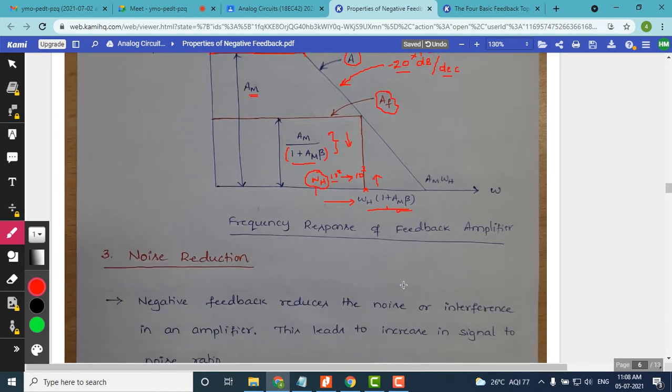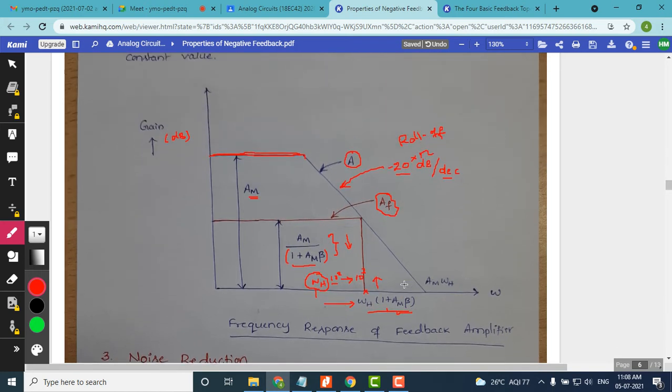Next we will see noise reduction. Any questions about this frequency response of the feedback amplifier?